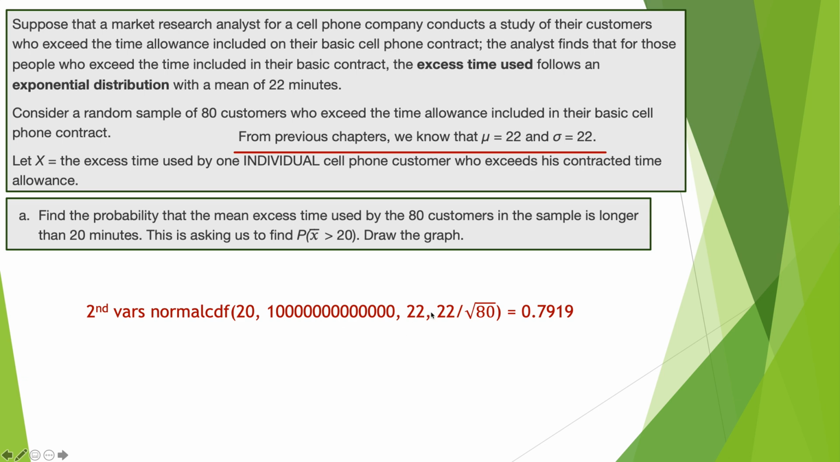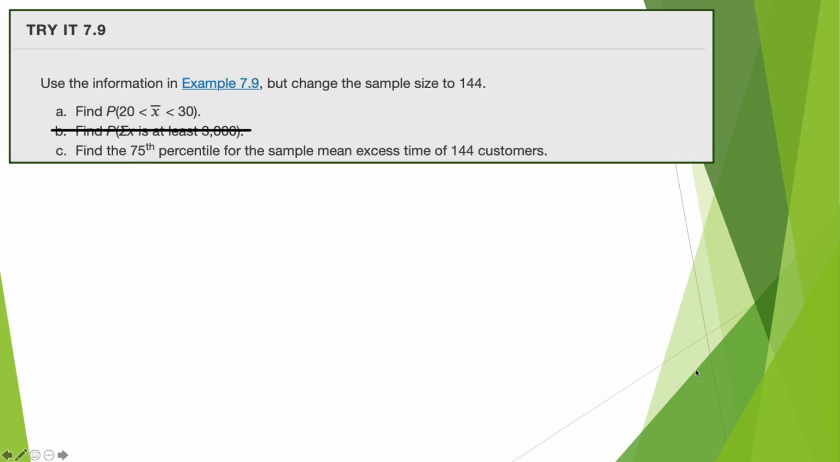The mean is 22. And the standard deviation was 22, but I must divide by the square root of the sample size, which is 80. And you pump that into the calculator, and it will tell you 0.7919. So that's the probability, about 79.2%, 0.7919. Okay? All right. This is easy on a calculator. Quick. It's a matter of knowing what to put in where, how to input your data.